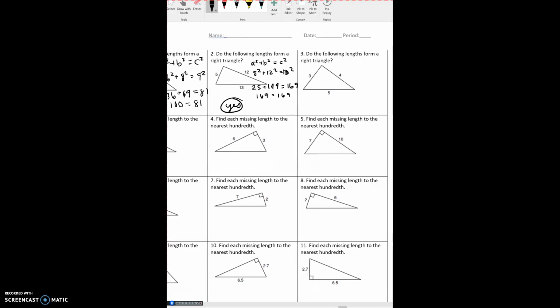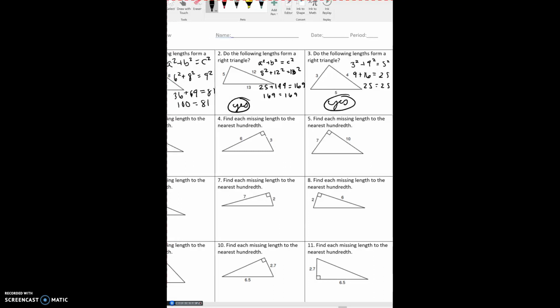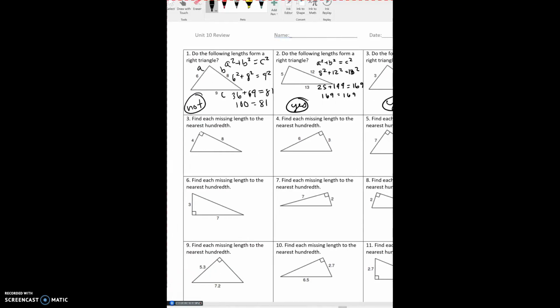Do the following lengths form a right triangle? Again, 3 squared plus 4 squared should equal 5 squared. 9 plus 16 does in fact equal 25. Yes. Also, this is a Pythagorean triple. If you happen to see that, good on you.